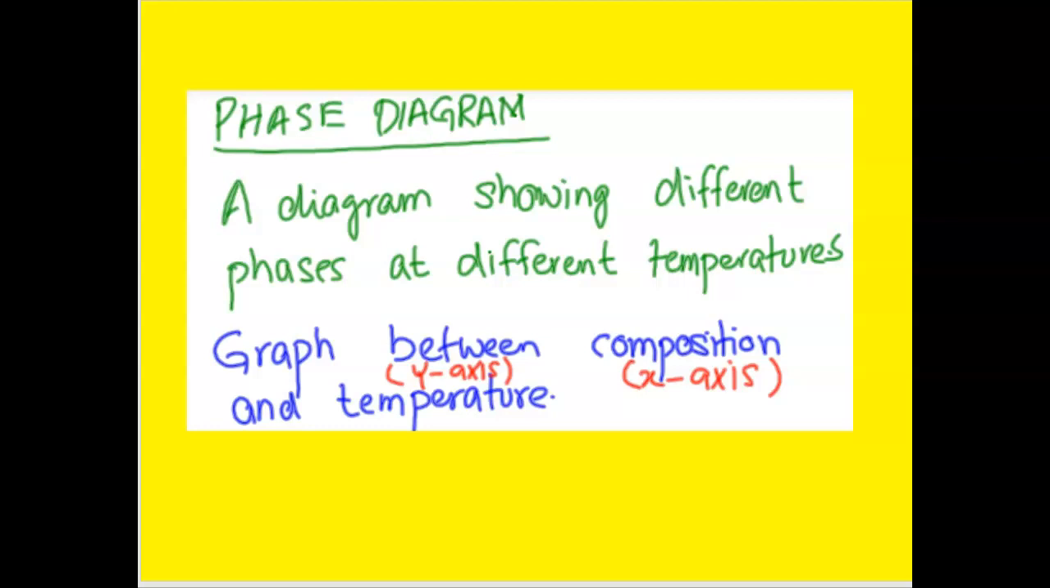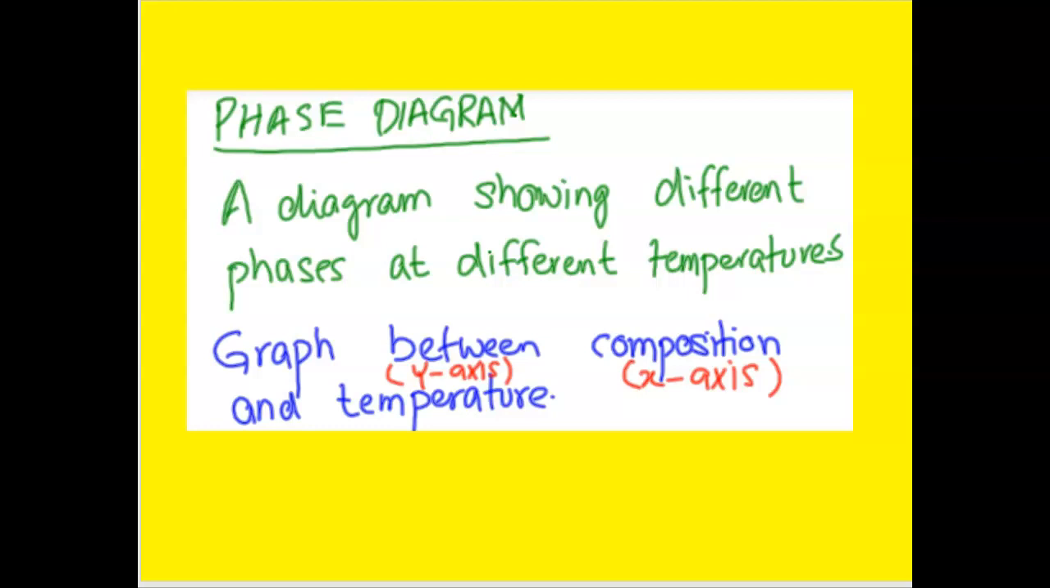It's a graph between y-axis and x-axis, where on the y-axis is always the temperature, on the x-axis is always the composition. On the x-axis, sometimes there are two x-axes. One x-axis at the bottom, one axis on the top. At the bottom, it's a composition by mass or by weight. On the top, it's a composition by volume. So composition by volume is different than the composition by mass.